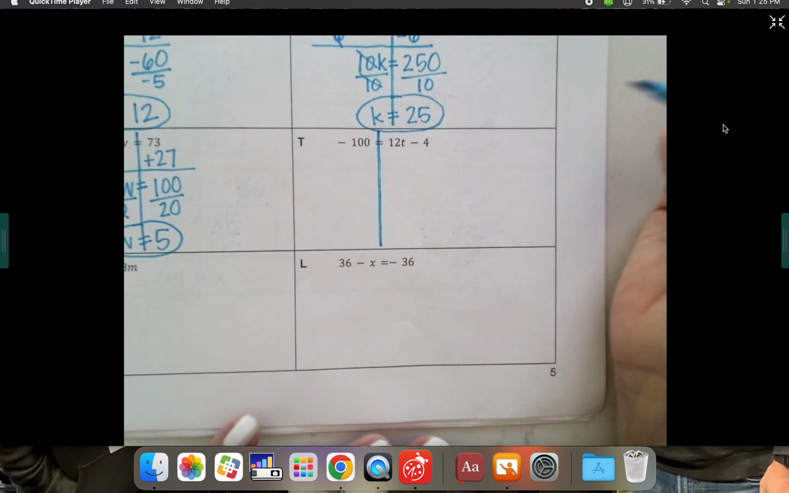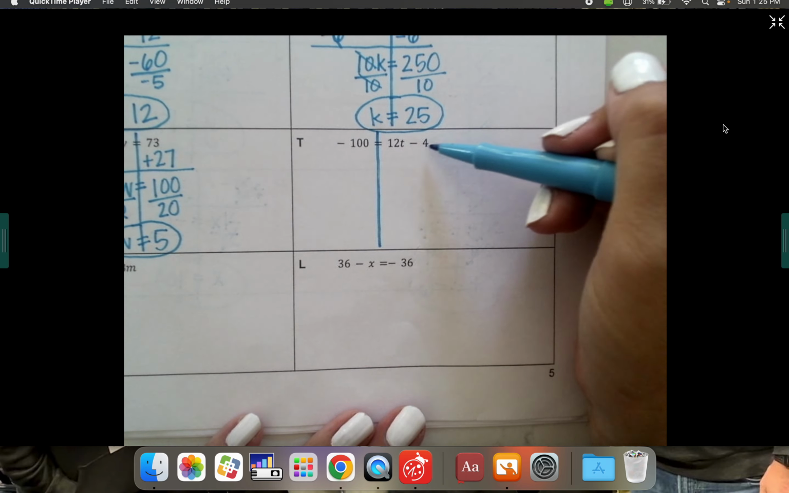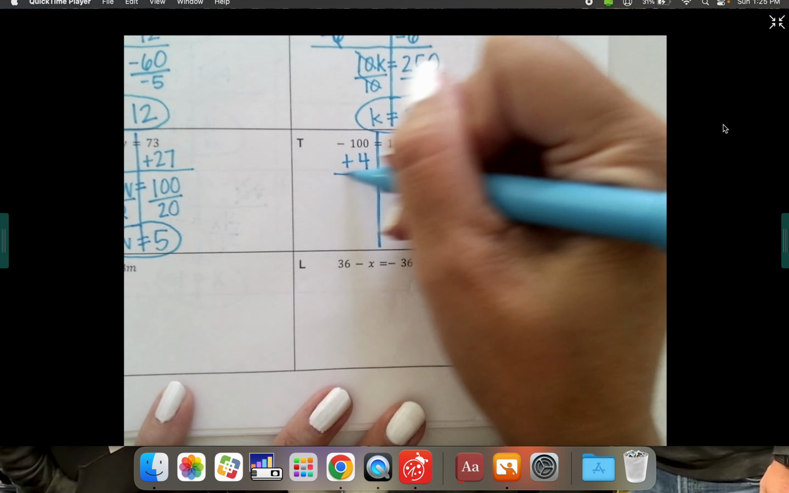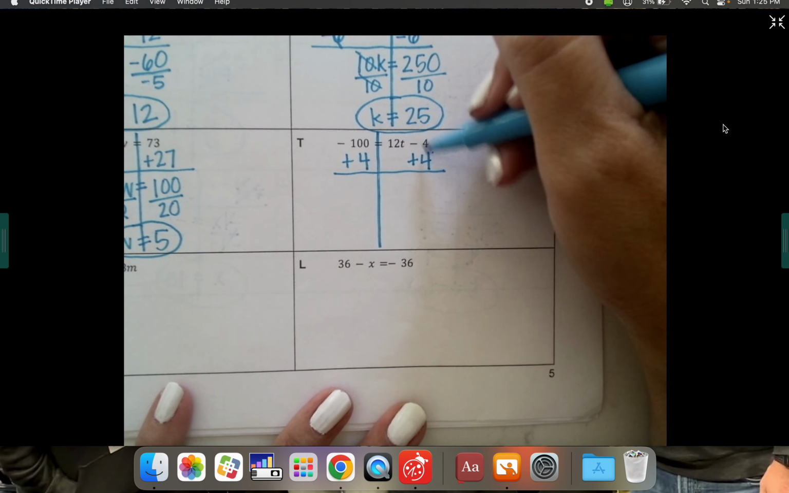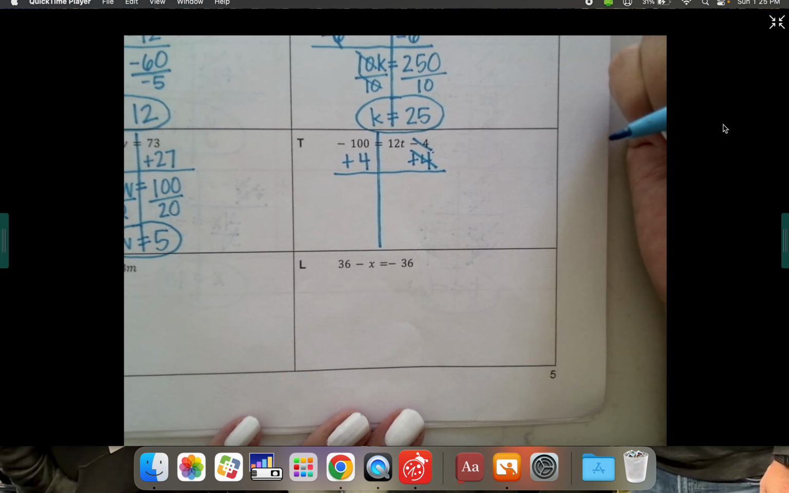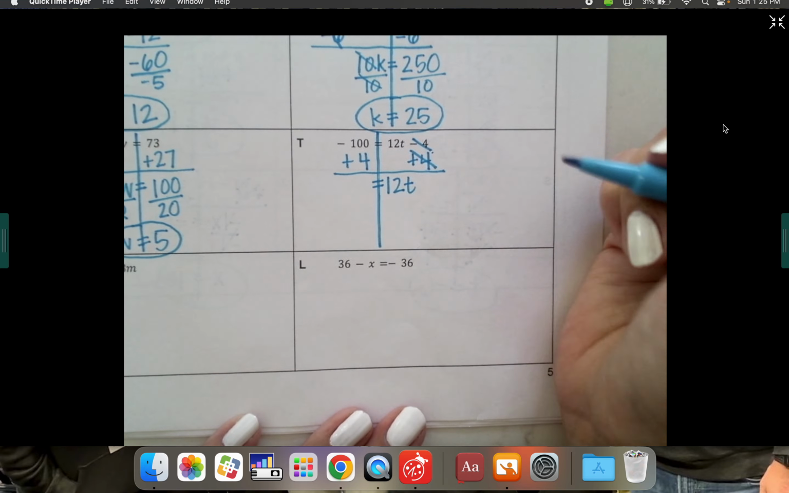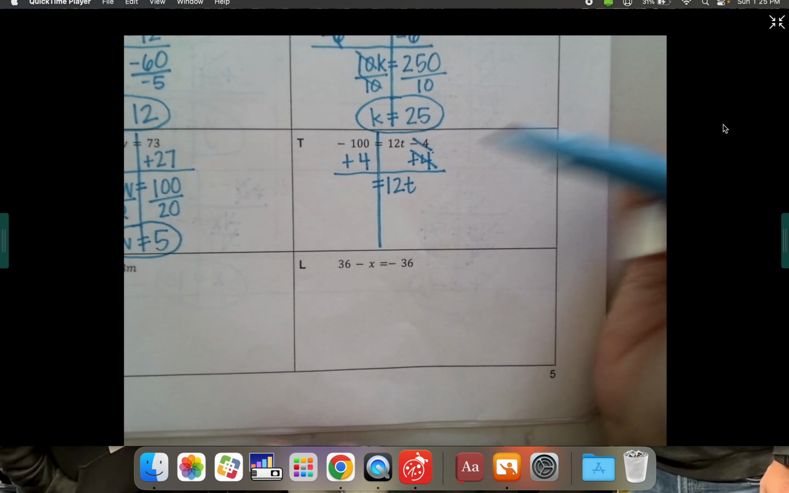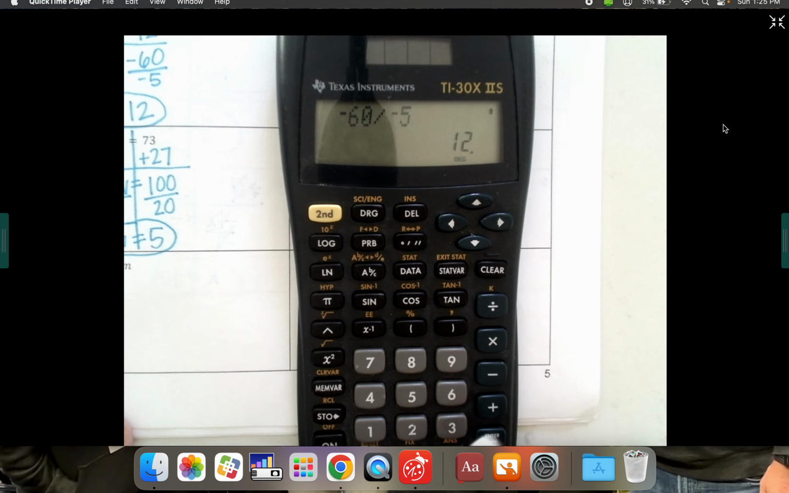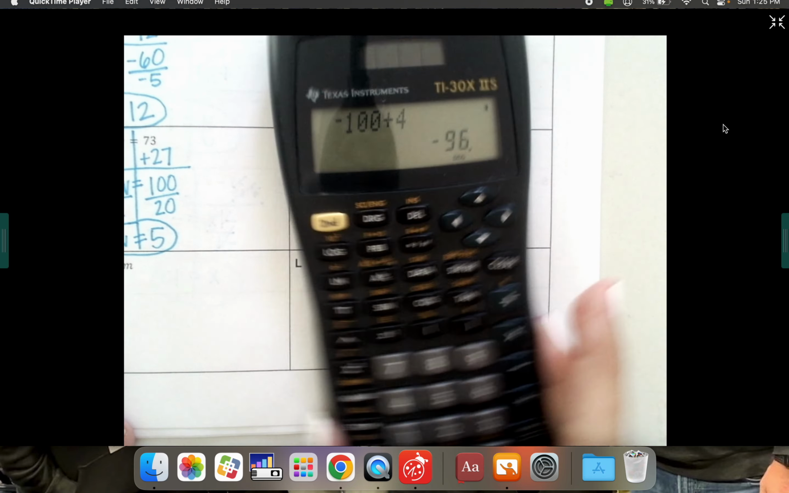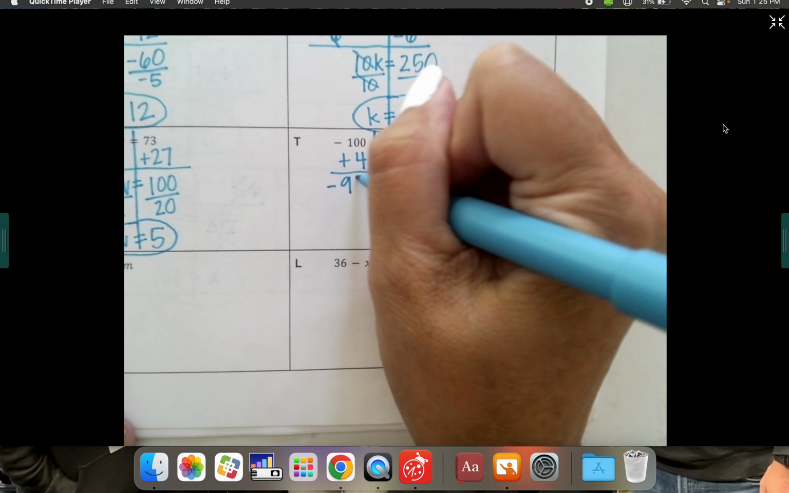All right, letter T. Keep the 12 and the T together. We're going to first get rid of the constant, which is minus 4, by adding 4 on both sides. Negative 4 and positive 4, or minus 4 plus 4, is 0. So I'm going to cancel those out and bring down 12T. Negative 100 plus 4, if you're negative 100 in your lunch account and you give them $4 to help make it a little better, it's not much better, but it's negative 96.